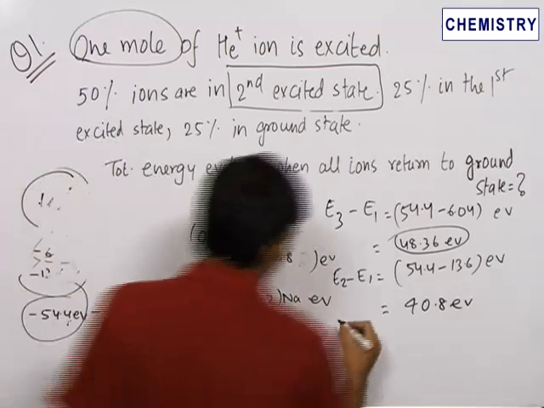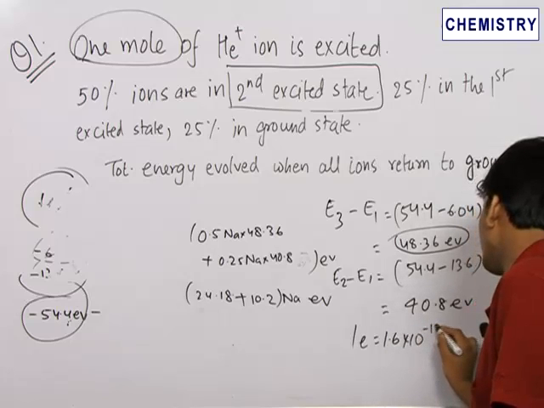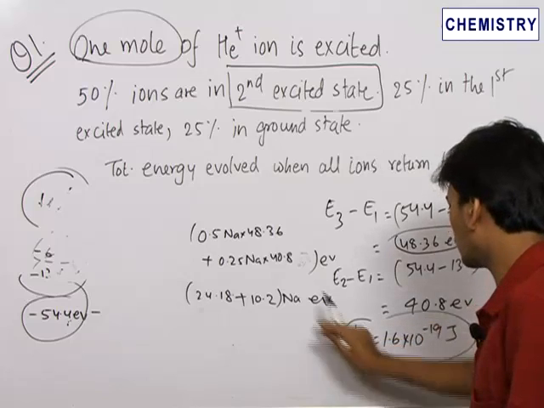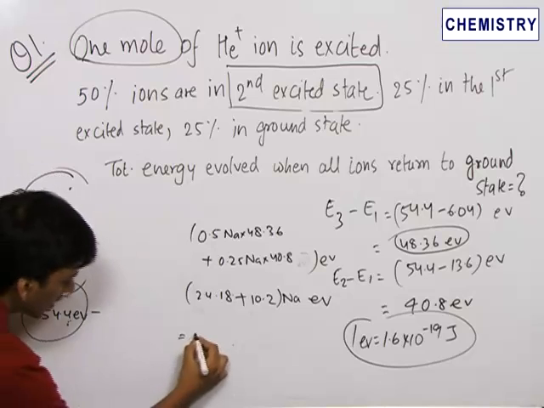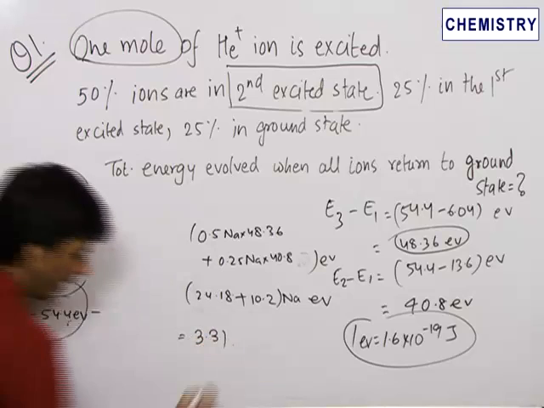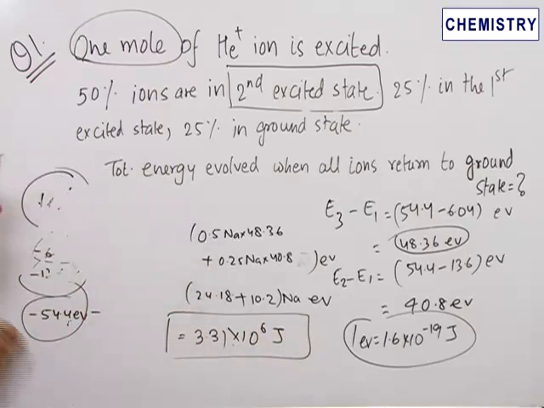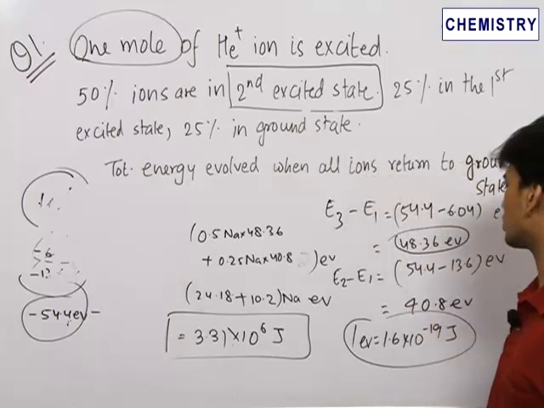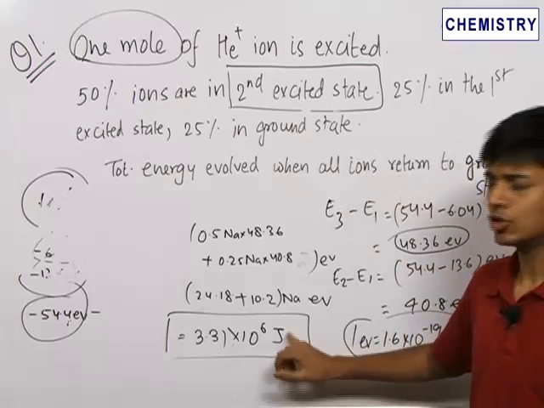Now 1 electron volt is equal to 1.6 into 10 raised to minus 19 joules. On substituting the value of 1 electron volt and Na, we get the final answer to be equal to 3.31 into 10 raised to the power 6 joules. So the final answer for the total energy evolved when all ions return to the ground state comes out to be 3.31 into 10 raised to the power 6 joules.